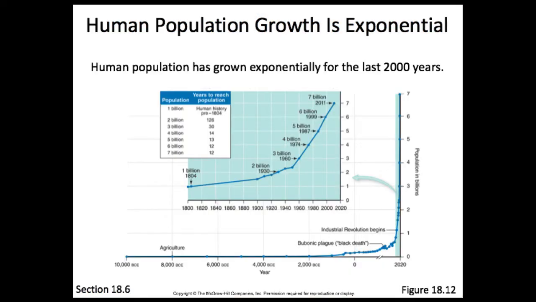In fact, ecologists have calculated that human population has grown exponentially for the last 2,000 years. Questions that ecologists ask themselves are, how large will the human population be in the decades to come? For example, by the year 2050, are we going to hit 8 billion or 10 billion? And what impact will that have on our global resources? Scientists look at several factors to project human growth in the decades to come.